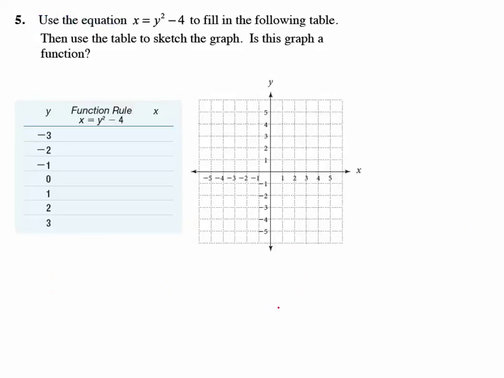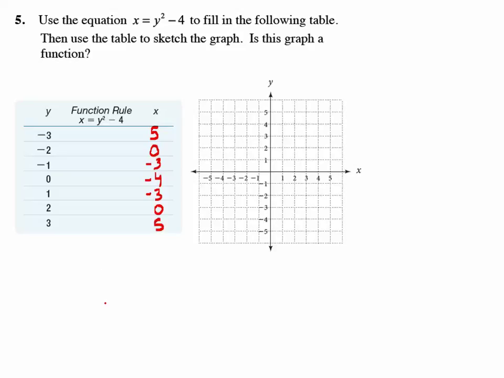Okay, so the next one. Alright, as I plug in -3 for the y value, that'll be 9. 9 minus 4 would be a 5. Everybody good there? As I plug in -2 for the y value, -2 squared is a 4. 4 subtract 4 is 0. Plug in -1. -1 squared will be 1. 1 subtract 4 is a -3. Plug in a 0, that's easy. That's going to stay as a -4. Then positive 1 plugged in gives you -3. Positive 2 gives you a 0. And then 3 squared is 9. 9 minus 4 is a 5.